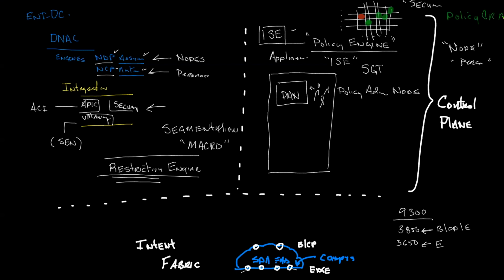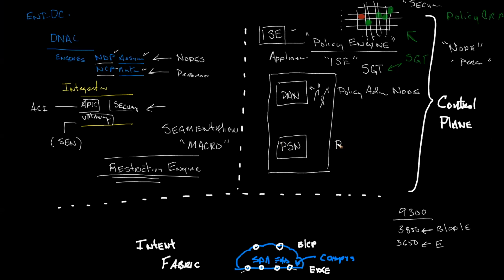Now, the thing that we need to pay attention to here is we've created this grid. And this grid is how we define the contracts associated with our scalable group tags. And that information is actually going to be communicated to another node inside of the ISE engine. And that is referred to as my PSN.